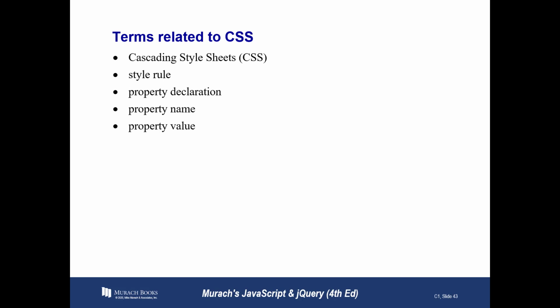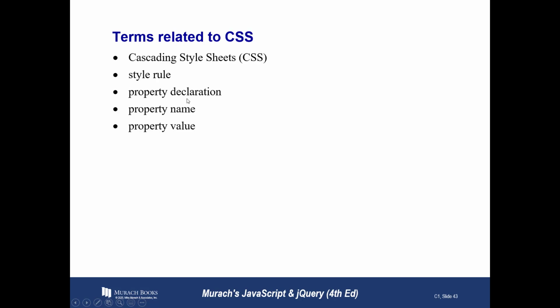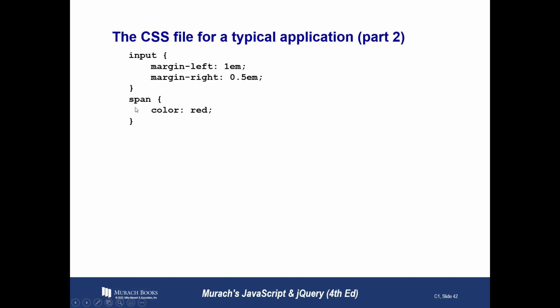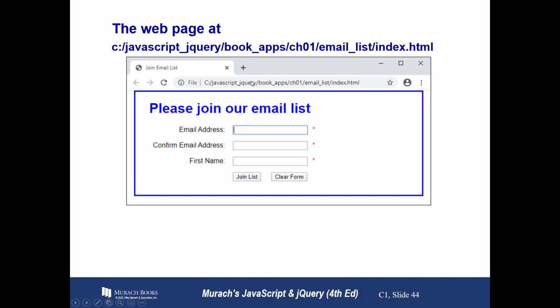Some terms related to CSS. That's what CSS stands for, Cascading Style Sheets. If we look here, that's a style rule. If we look at this example right here, the style rule is for spans. The property is color and the attribute is red. The property is margin left, the attribute is 1em. The property is margin right, the attribute is 0.5em. So as you can see, they're doing what they can here to pretty this up and make it look more professional.